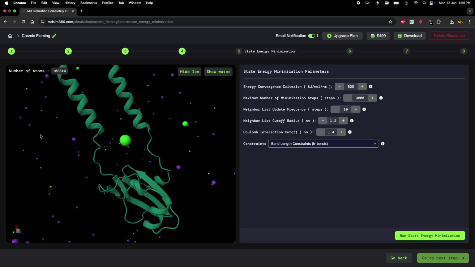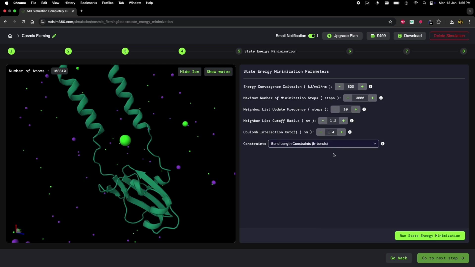Moving on to the neighbor cutoff radius. To calculate the interactions among atoms efficiently, we define a cutoff radius. For our simulation, atoms within 1.2 nanometers are considered neighbors. This cutoff prevents unnecessary calculations of distant interactions, optimizing simulation performance.